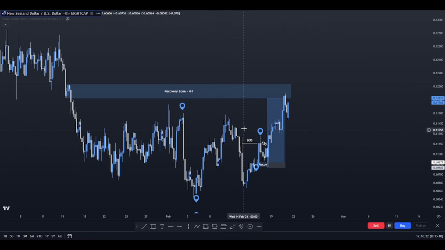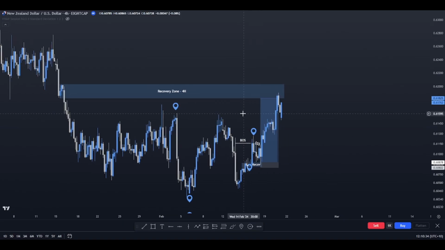Now, you could have targeted the key level here, or even this key level, or a range of other key levels, which was perfectly fine. Even the 1 hour structural high, that would have been a perfect trade. There's nothing wrong with that.